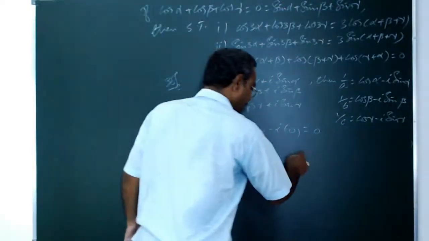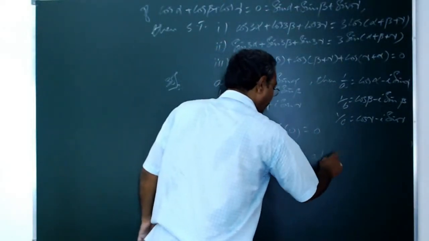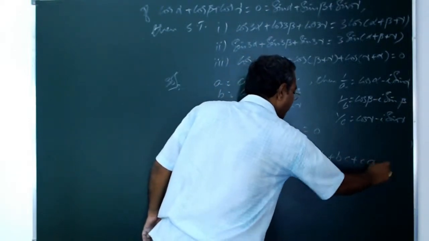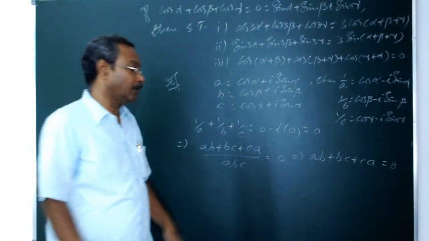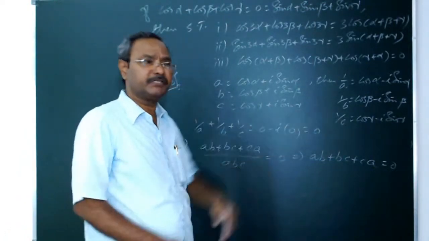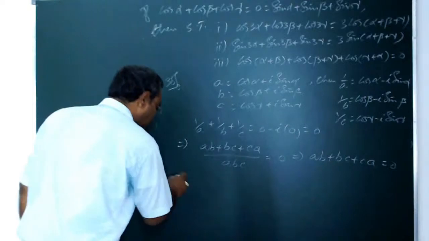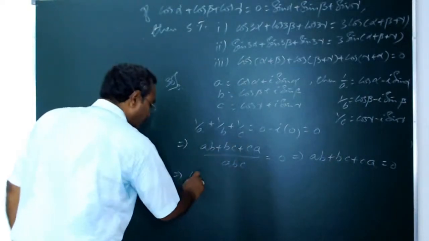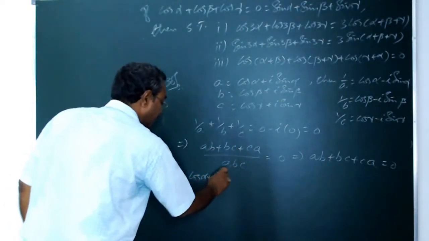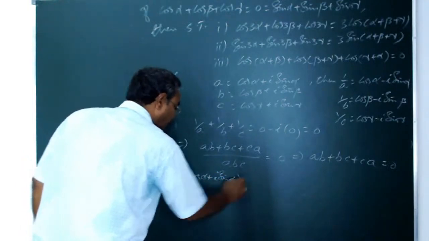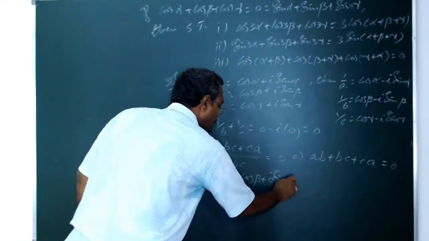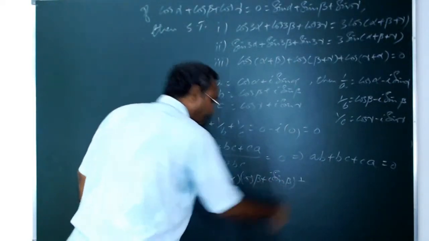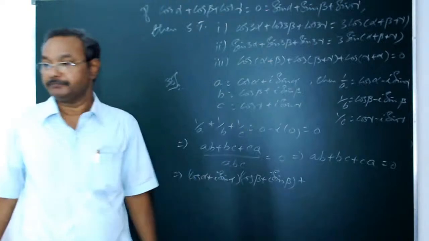So this implies AB plus BC plus CA is equal to 0. Now what is AB, what is BC and what is CA? That you need to write. So this implies AB, that is cos alpha plus i sin alpha into cos beta plus i sin beta, plus, this is our AB.